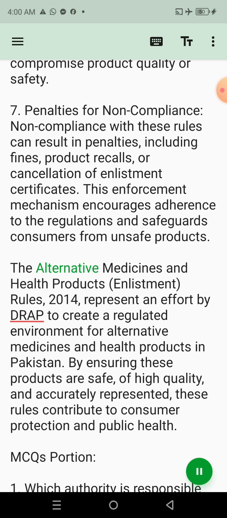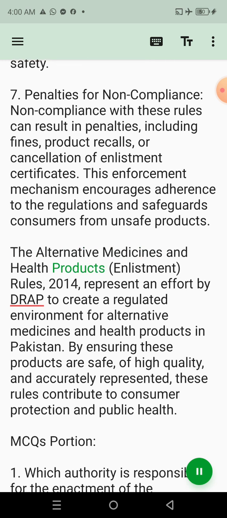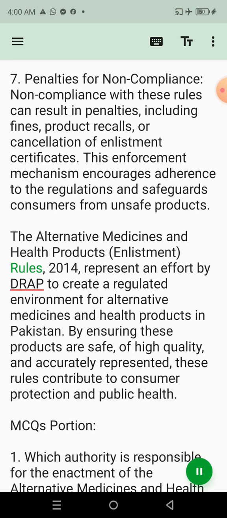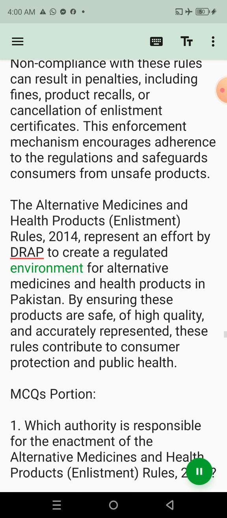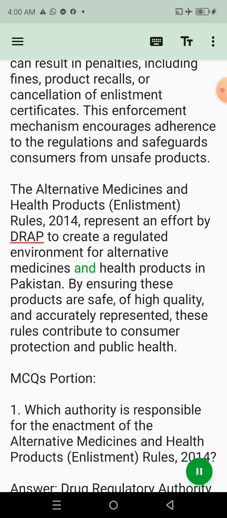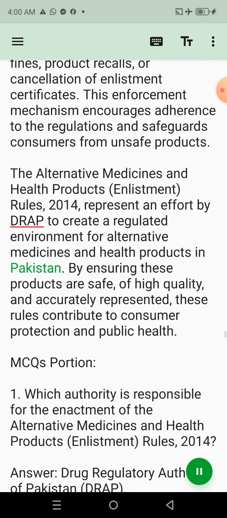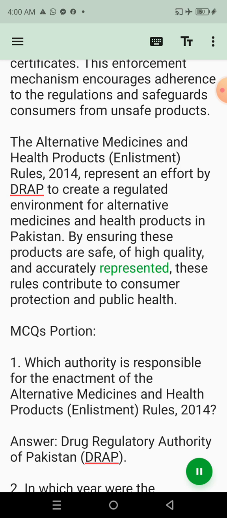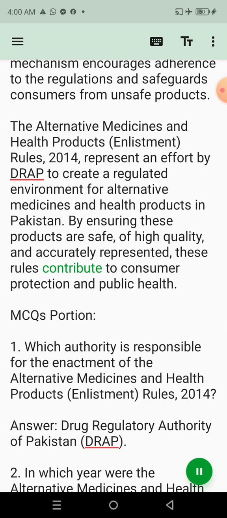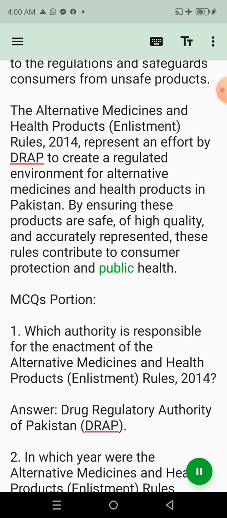The Alternative Medicines and Health Products Enlistment Rules, 2014, represent an effort by DRAP to create a regulated environment for alternative medicines and health products in Pakistan. By ensuring these products are safe, of high quality, and accurately represented, these rules contribute to consumer protection and public health.